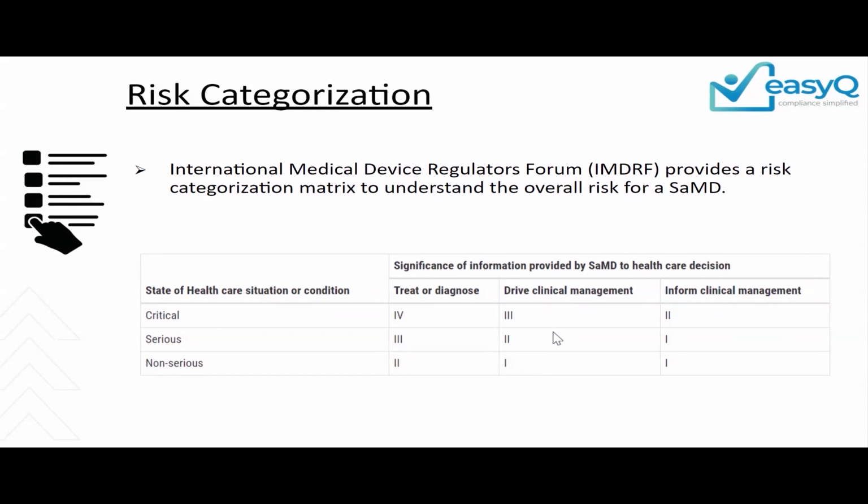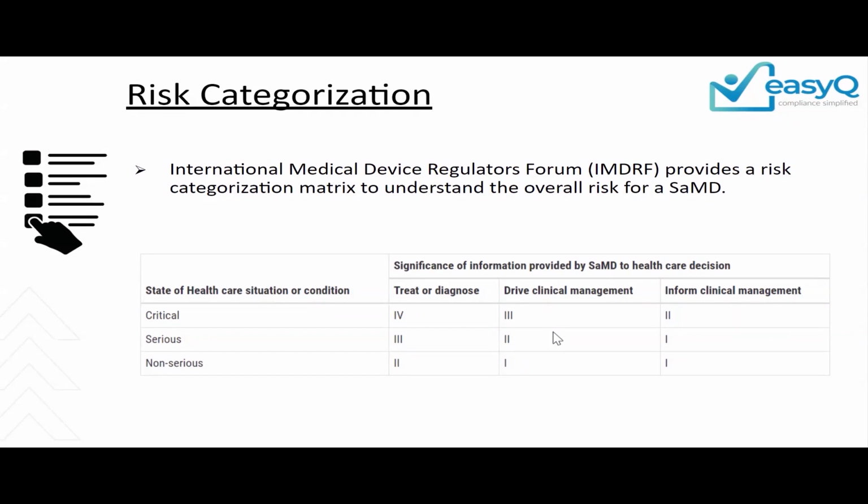So it is taking input from these two key factors. One is, what is the state of health that you are looking at? What is the criticality of the health that you are looking at? And second is, what is your final intent? What is your product's final intent? Is the intent to treat and diagnose, or is it to help in treatment planning, or is it just informing the end user or the doctors of the particular condition?